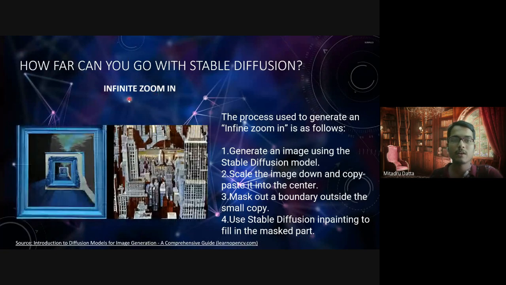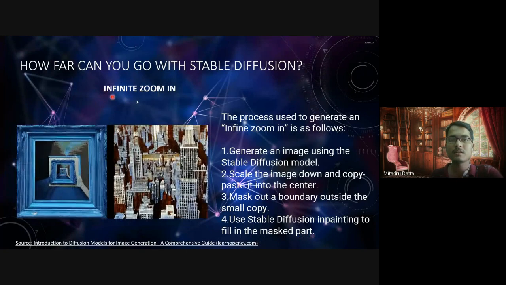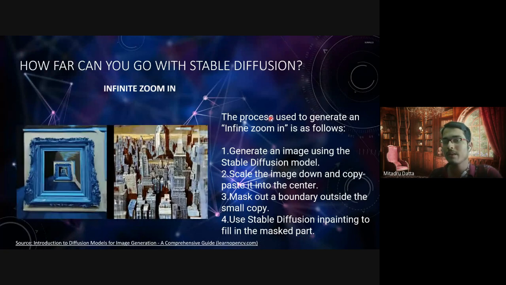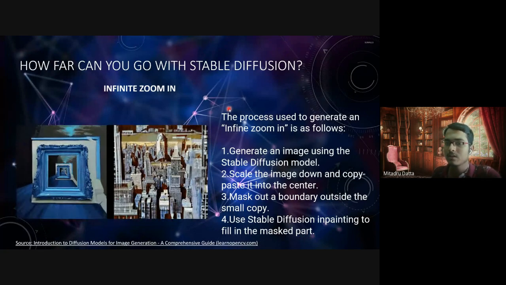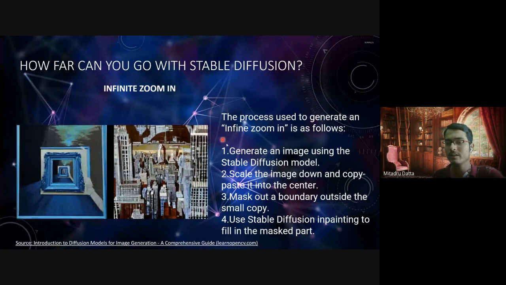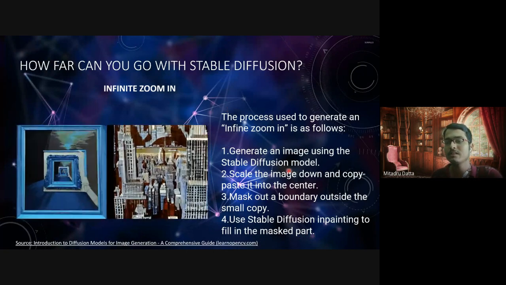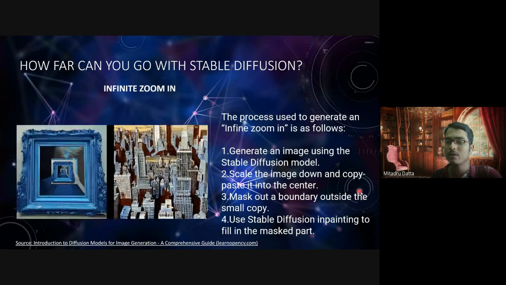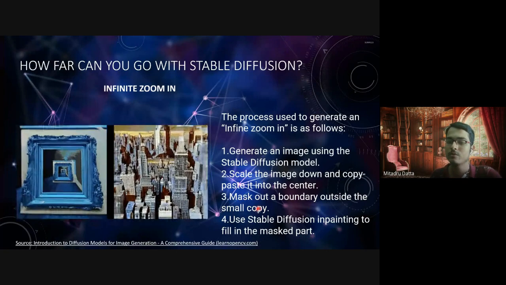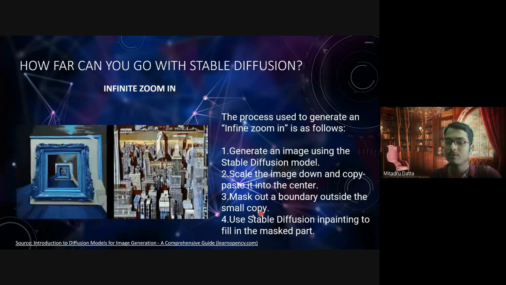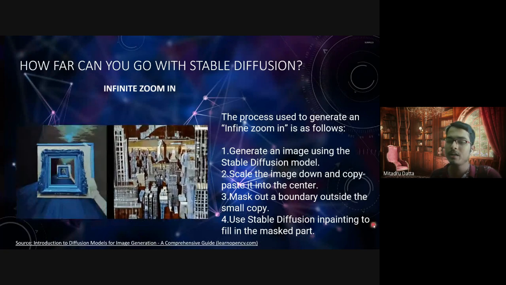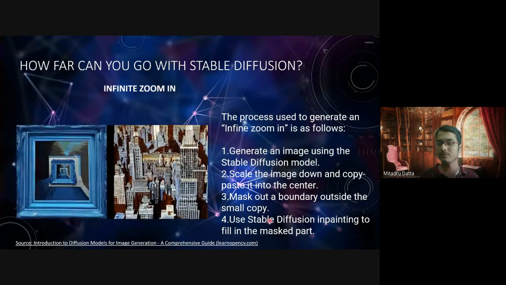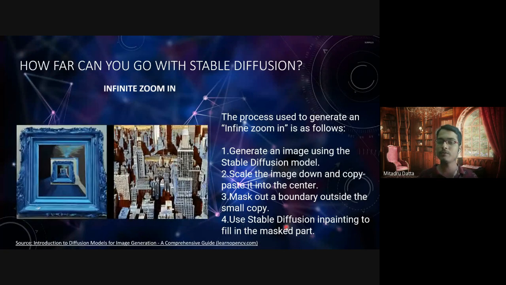I think you must have seen this infinite zoom in some Instagram reels or something like that. This can be created using stable diffusion. The process is quite simple. Just generate an image using stable diffusion, scale the image down and copy paste it to the center, and then mask out a boundary outside the small copy. That mask, we are not going to do much analysis. We use stable diffusion inpainting, which requires inpainting also, which I am going to cover in some other slide. This stable diffusion inpainting is then done to fill in the mask part.